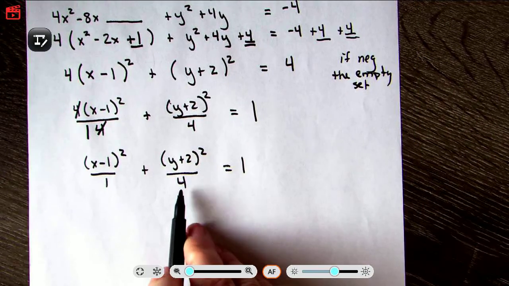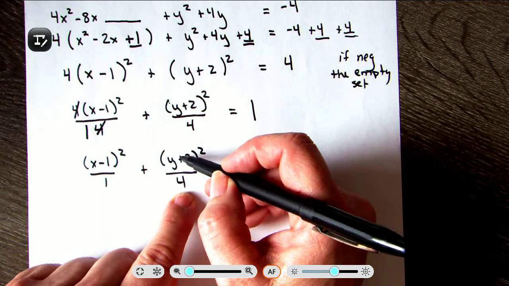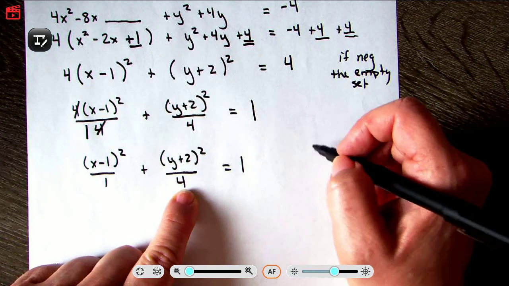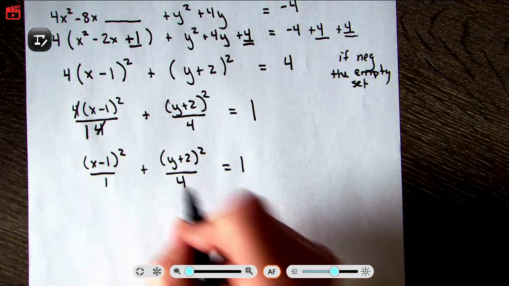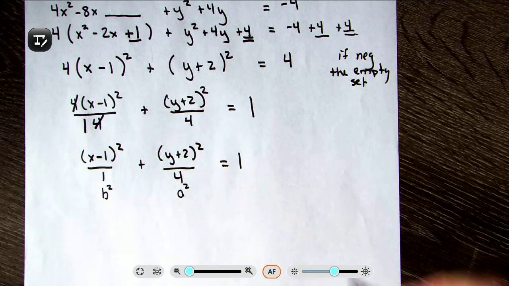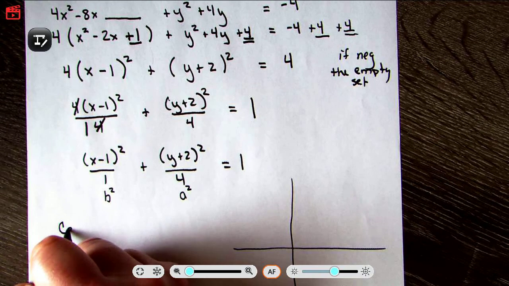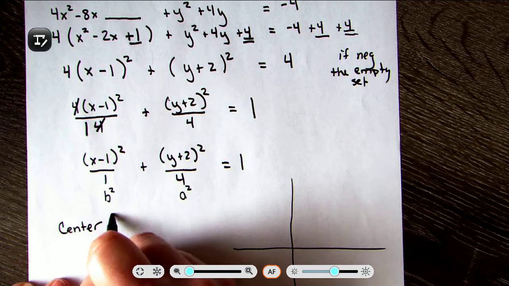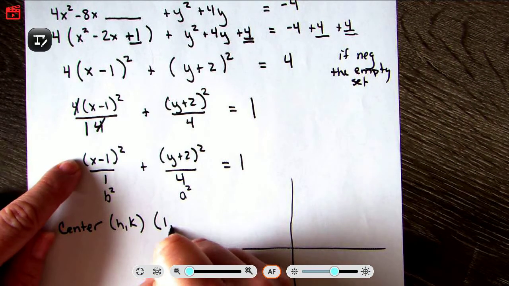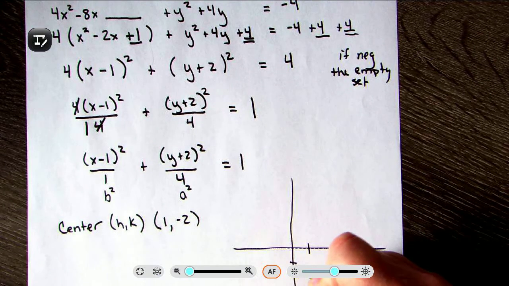So notice this number is larger than this, so that means we're going to be going up and down, because we're going to be going larger on the y. So this is my a squared, this is my b squared. So I'm going to start drawing a little picture. So my center, first of all, I know where that is. Center, that's your h, k. That's with the x's and the y's. So that's at 1, negative 2. So 1, negative 2. I'm going to put a dot.